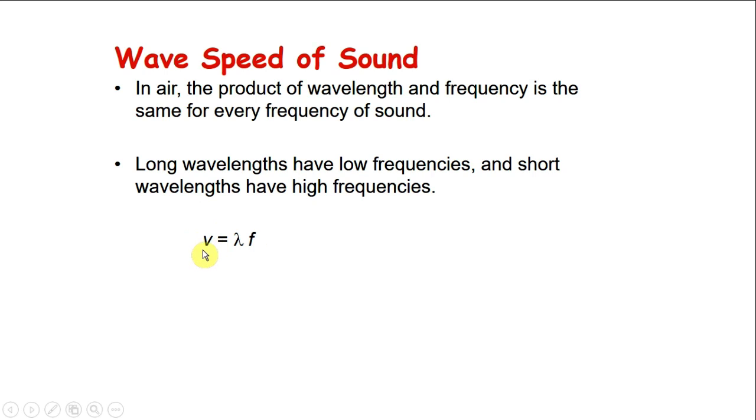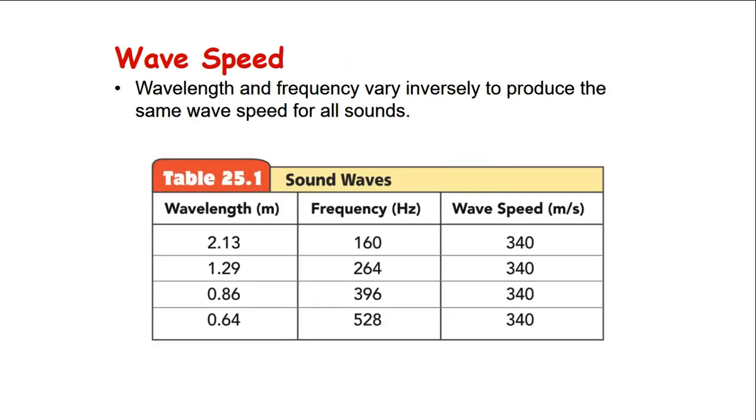Let's go to the next slide to explain this more carefully. I have a table here, and the first column shows different wavelengths of a sound wave. The second column has the frequency in hertz, and the last column contains the speed. If you look at the last column, you can see that you always get the same number. This is the famous speed of sound in air, 340 meters per second.